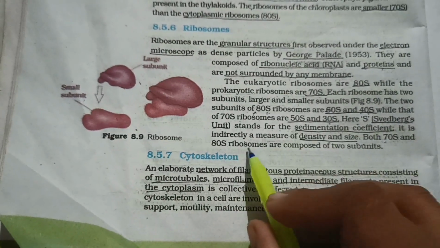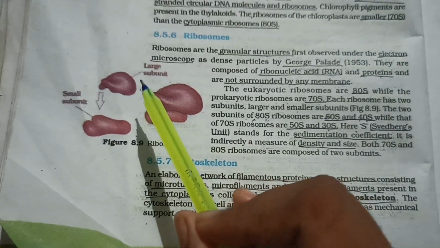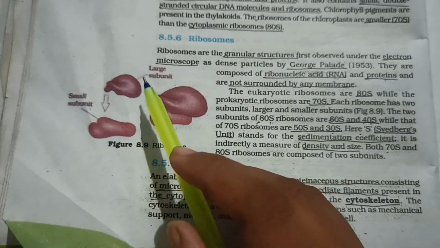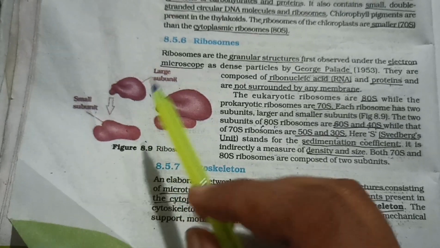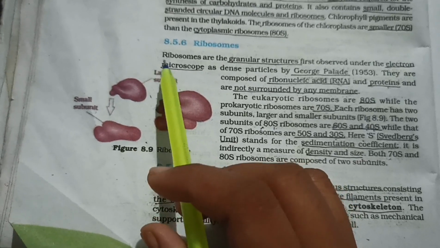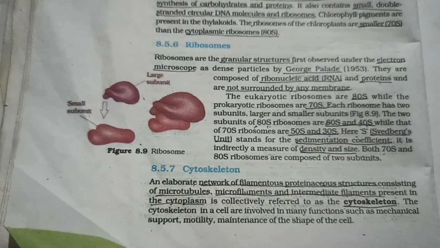Both 70S and 80S ribosomes are composed of two subunits. We already discussed that the 80S ribosome has two subunits, one is 60S and another one is 40S, while the 70S ribosome contains two subunits, one is 50S and the other one is 30S. This is about ribosomes.